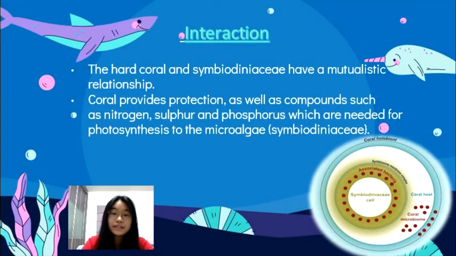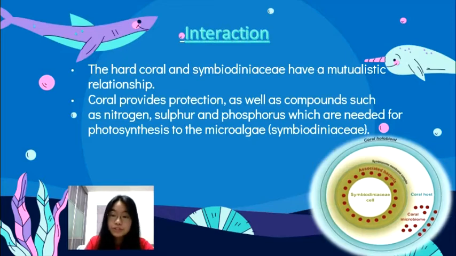Okay, so for the interaction between hard coral and Symbiodiniaceae, they actually have a mutualistic relationship, meaning that they both get benefits from each other. From the previous slides, we talked about the role of Symbiodiniaceae in coral reef. Indeed, coral also contributes something to this microalgae, which is the Symbiodiniaceae.